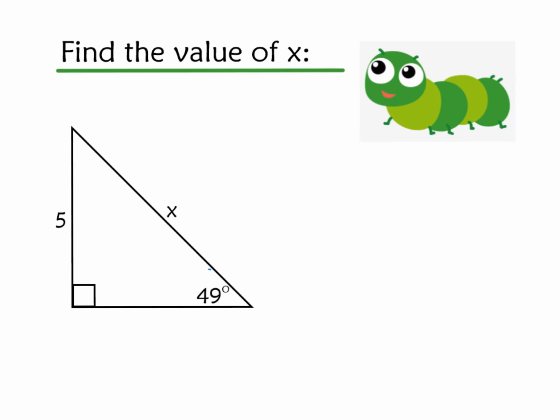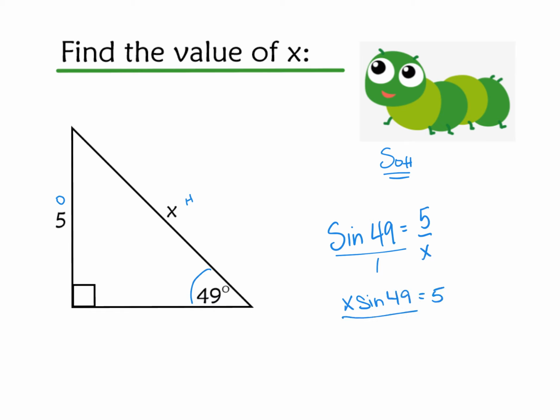All right, our next one here, we have a 49-degree angle. The 5 is the opposite side. The x is the hypotenuse. That is a sine function. So I want to use sine of my angle of 49 is equal to opposite over the hypotenuse. On this one I'm going to want to cross multiply because x is in my denominator. So I have x times the sine of 49 equals 5. I need to divide both sides by the sine of 49. So 5 divided by the sine of 49 is equal to 6.6.